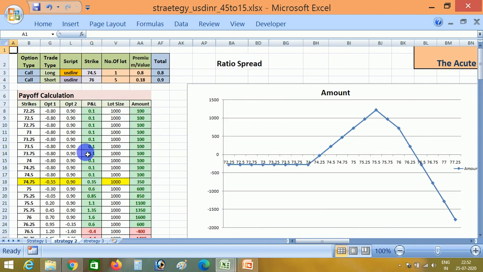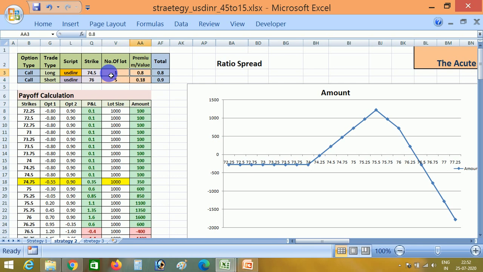So the strategy number 2, friends, is the ratio spread strategy. This is a very easy strategy. We long one lot near the money, somewhere in the money. Like if the USD INR is trading somewhere at 74.75 today, I am going to long a call of 74.5, which is near in the money, and I'm going to short a call. I'm going to short many lots, like 5 lots, 6 lots, 8 lots, 10 lots, whatever, to match the value of this premium paid.